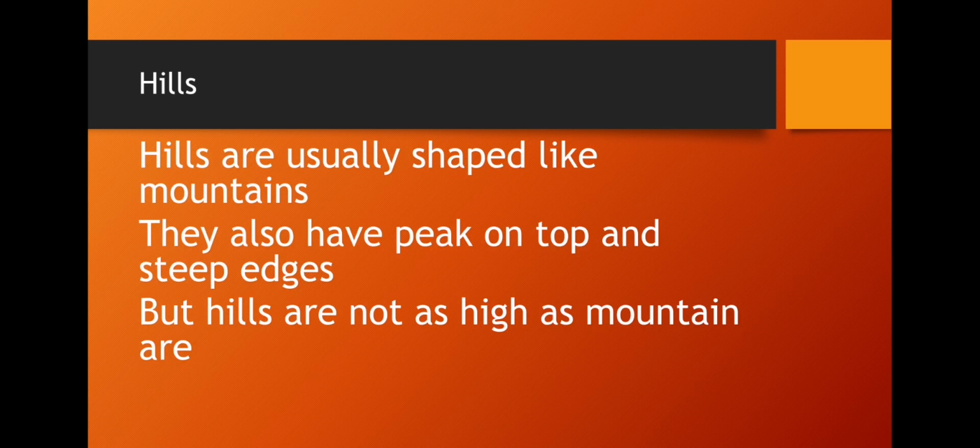If we talk about the shapes of hills, they always look like mountains. They also have a peak on top. They also have steep edges, but the only difference is that hills are not as high as mountains are. The hill stations of Pakistan are Murree and Abbottabad.